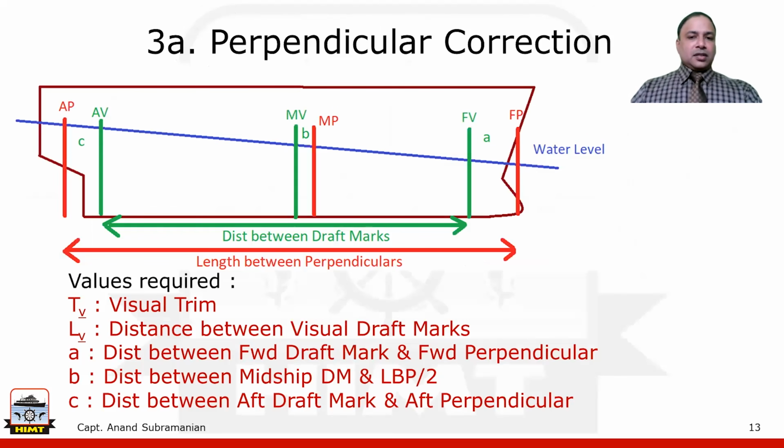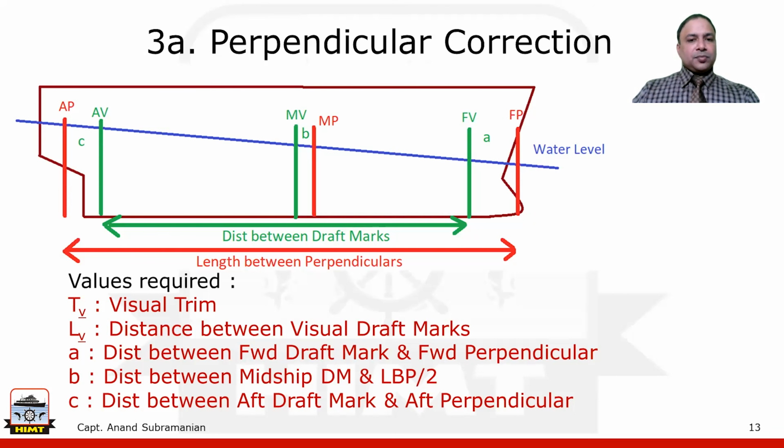Now to do that, let us first understand what the various values over here are. The red line is the forward perpendicular, the level at which the summer load line water level is cutting through the stem of the ship. The green one is the visual draft mark, and the distance between the forward perpendicular and the forward visual mark is what we call A.